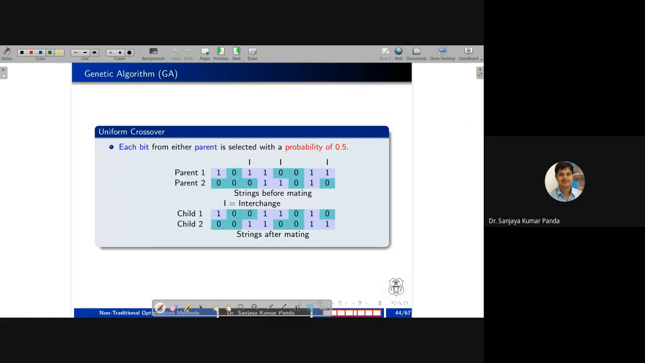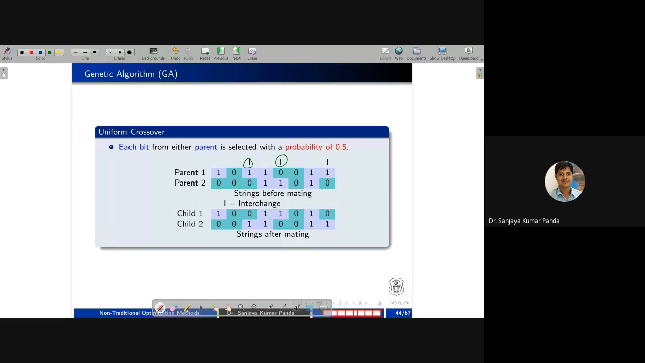There is another crossover that is called uniform crossover. Here, whether you have to take the value from parent 1 or parent 2 is based upon a probability. Obviously, the probability is 0.5. Like here you can see, those positions are marked with this symbol. There you have to flip.